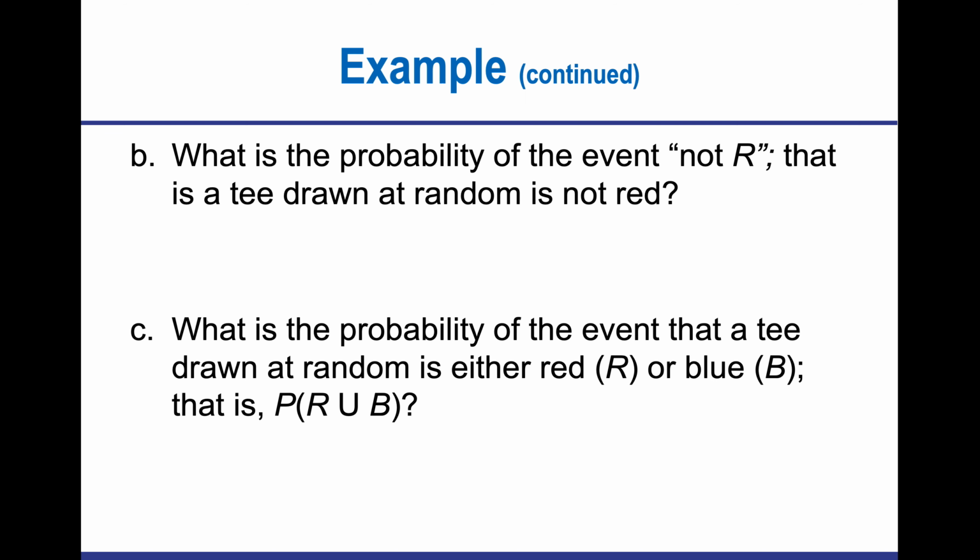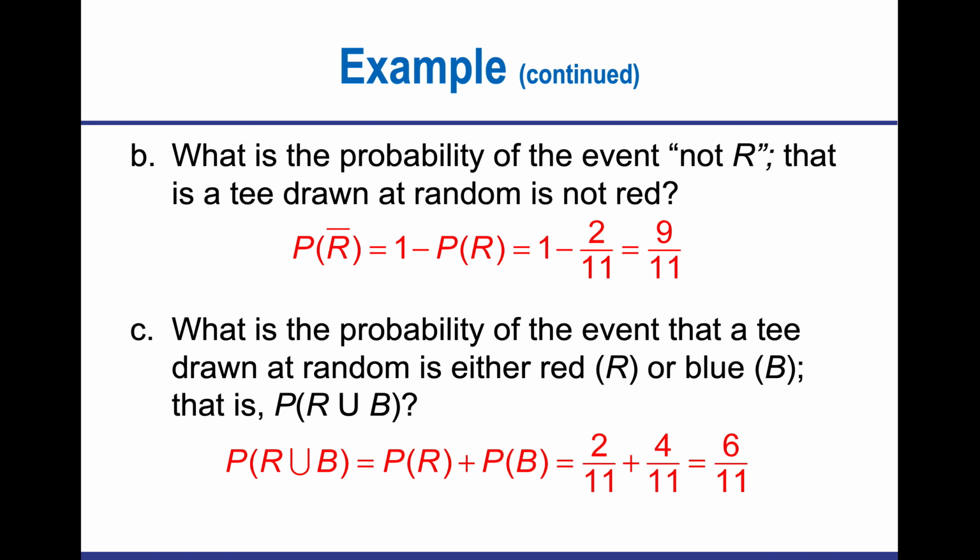What is the probability of not drawing a red tee, meaning anything but red? Well, I have 11. If I take away those 2 red, that's going to give me 9 out of 11, so it's 9 over 11. What is the probability that a tee drawn at random is either red or blue? So can there be overlap? Can a tee be red and blue? Well, no. So I'm just going to add the probability of getting a red tee to the probability of getting a blue tee, which would be 2 over 11 plus 4 over 11, which is 6 over 11.